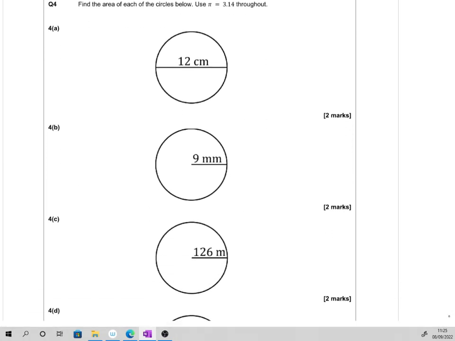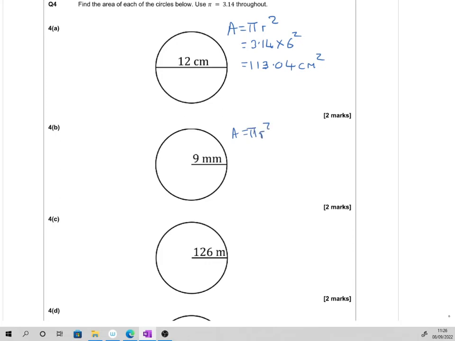Find the area of the circles below. So the area equals pi r squared, which is 3.14 times the radius, 6, squared. So 3.14 times 6 squared, which is 36, is 113.04 centimeters squared.